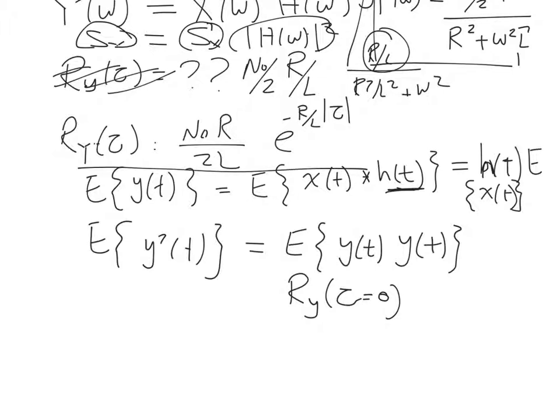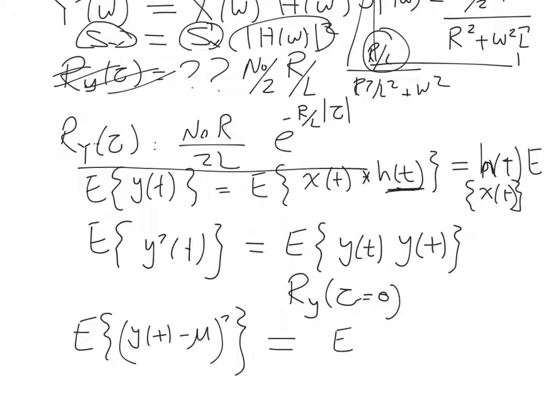You can put it in one of two ways. It's the expected value of y of t minus mu, and then you square all of this. This is the variance. Or this is the same as the expected value of y of t squared minus mu squared. That's what we learned even in your probability course. You calculate the variance this way or that way, you get the same thing. In this case, mu was equal to 0, so variance is directly the expected value of y squared of t, and this is the autocorrelation at tau equals 0. So put tau equals 0 here and you will get the variance, which is N naught divided by 2L multiplied by R.